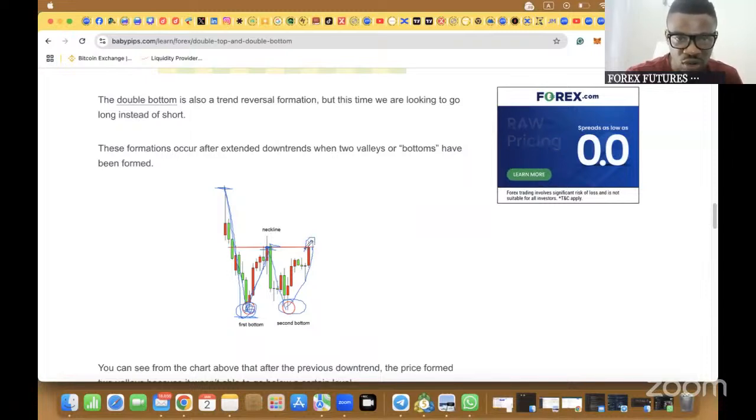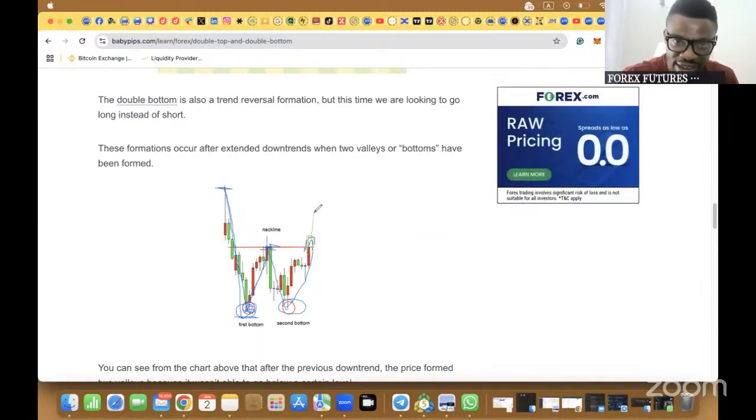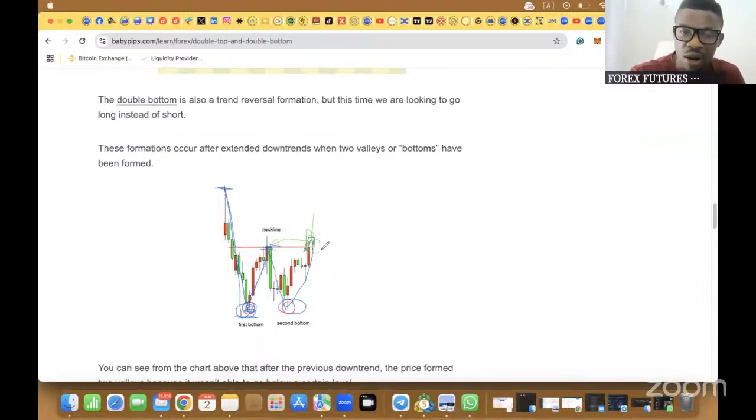In this case, it's actually a green candle. You want to see a bullish candle break. In this case, you want to see a green candle break above and close, not the candle feather. I'm not talking about feather. I'm talking about the body of the candle must break and close above the neckline. You must see that. If you don't see that, we don't have a break of neckline.